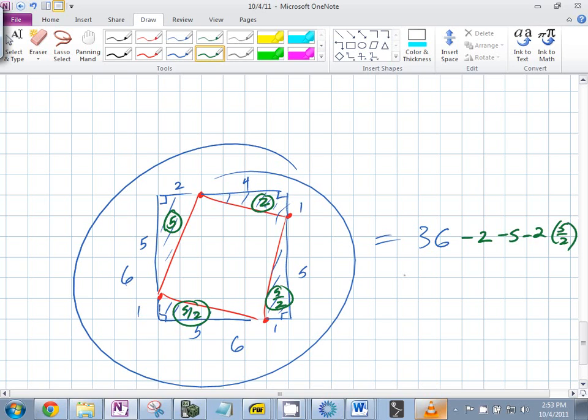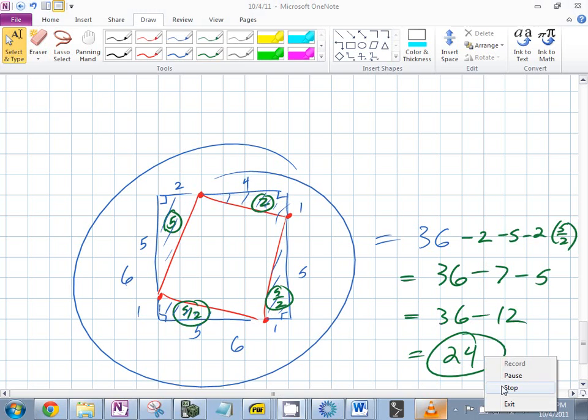So you end up with 36 minus 4 minus 9. Sorry, no. 36 minus 7 minus 5 equals 36 minus 12, which is 24. Does that make sense? Cool.